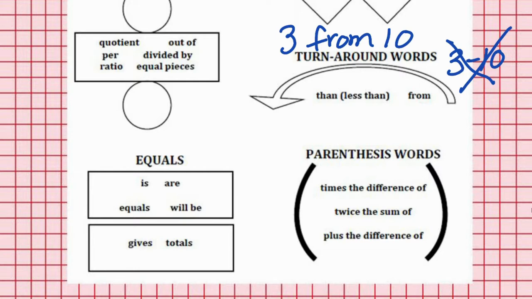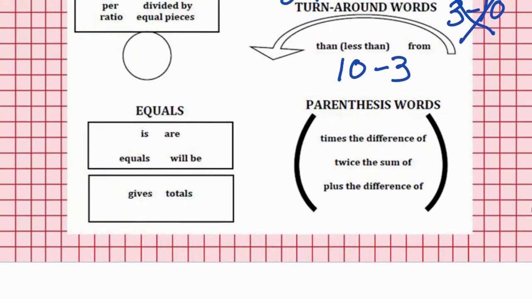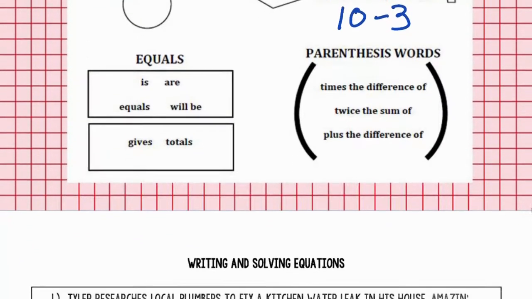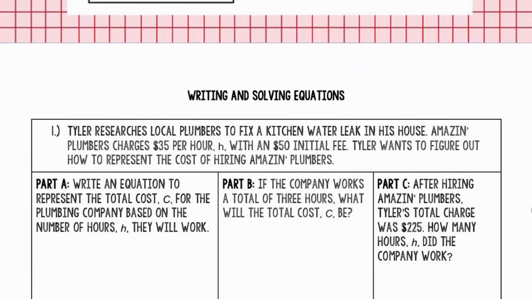That's not what they're saying. They actually are telling you to say 10, subtract 3. Take the 3 away from 10. So when you see than, from, those are turnaround words. Those are the trickiest ones. But these words are really good to review as we are trying to write equations.